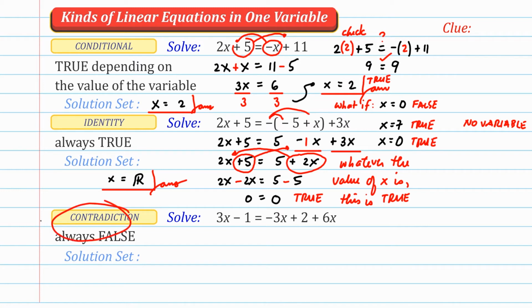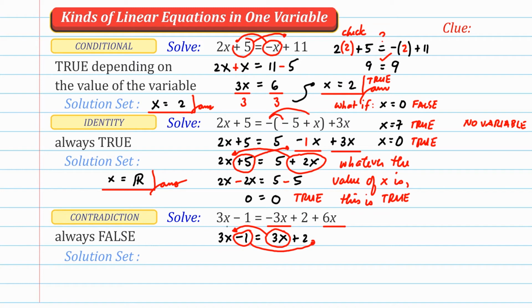Okay, ito, contradiction. Sir, hindi ko alam kung conditional, identity, o contradiction. Sige, solve ulit tayo, di ba? Mag-solve ka, yan ang kaya natin eh. So, combining like terms, we have negative 3x plus 6x is 3x plus 2. Okay, again, I want to isolate the variable. Yung variable sa akin, gusto ko sa left. Nasanay lang po ako. You can move that to the right if you want. Constant negative 1 to the right.